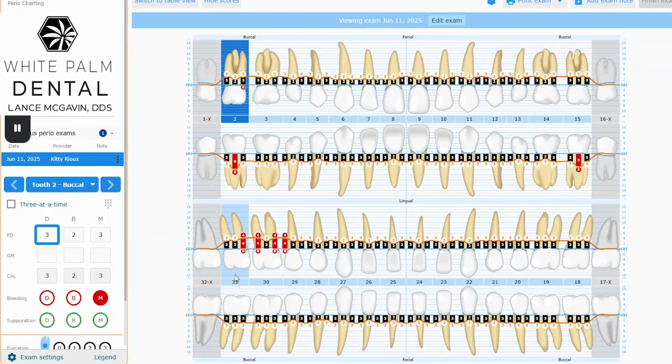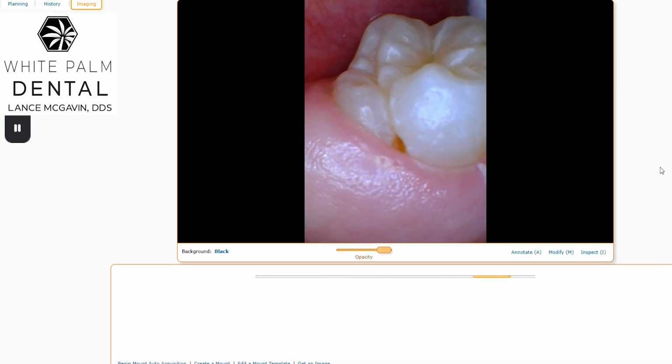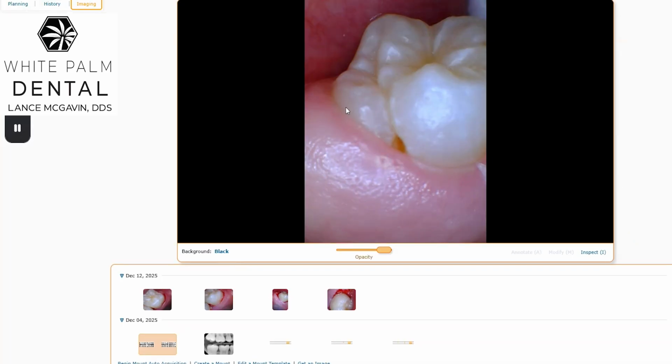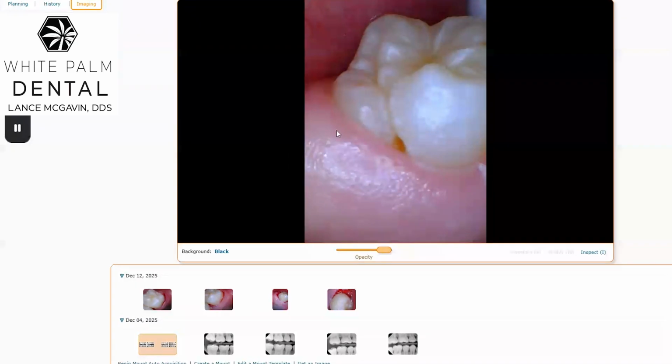So we have on 2 a 6 millimeter probing depth, on 15 a 5 millimeter probing depth. So 6 millimeters of gum tissue here. But I guarantee that the attachment level is still at 0, because we've got 6 millimeters of overgrowth. See how it comes all the way up here. Why is this happening? Well, it's likely just an anatomical reason.